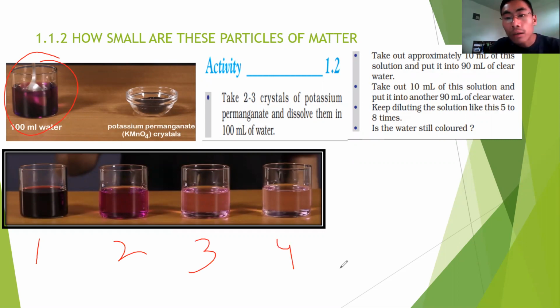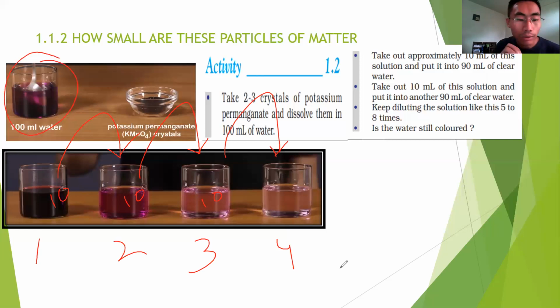Now take out approximately 10 ml of the solution and put it into 90 ml of clear water. So what do you have to do here? You just need to take 10 ml of the solution from the first glass and then put it into the second glass. Then we'll have to continue the process. Now what we're observing here is that the shade of color is becoming lighter and lighter and lighter.